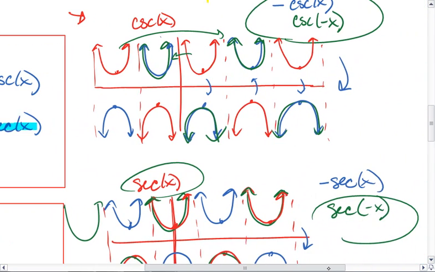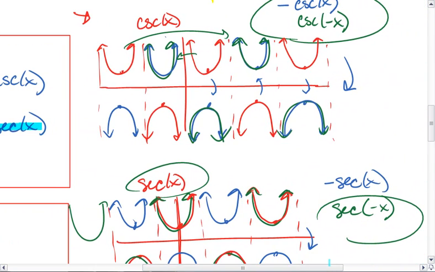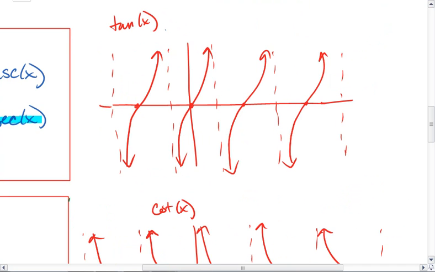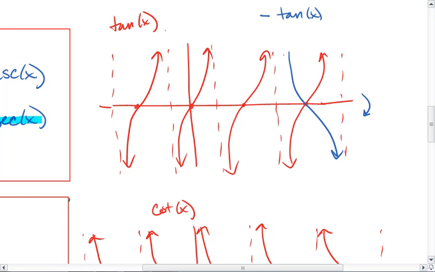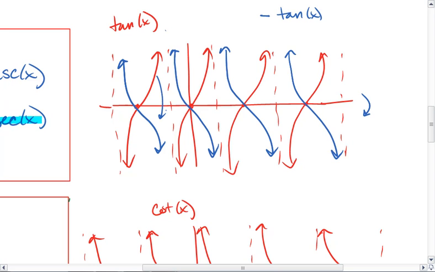Alright, last one for us to check out is tangent and cotangent. Here I have tangent x, and let's see what happens when I reflect across the x-axis. I take negative tan x. Well, all of my parabolas get flipped. Or not parabolas, sorry, my little S things, because the top part gets flipped down and the bottom part gets flipped up.